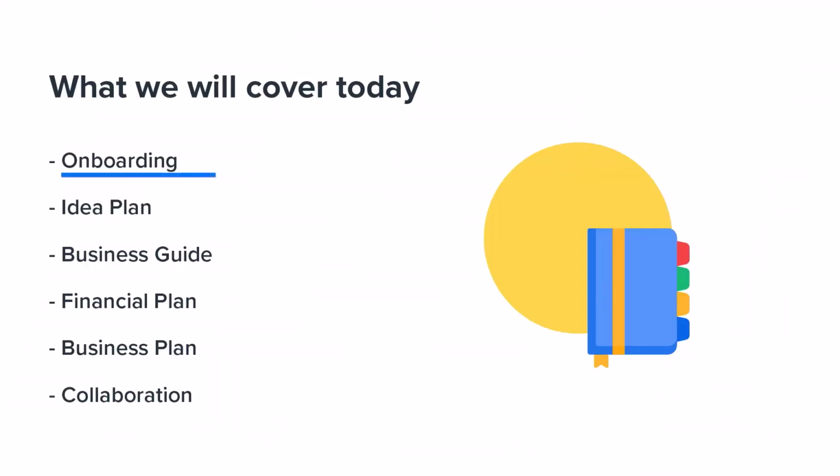First, I will walk you through how to get signed in and set up. Next, I will show you around the idea plan where we'll build out the basic structure of your idea, your business model. After that, we will pop over to the business guide where we will add in more details about your idea and put in all the nitty-gritty work. As we do this, your financial plan and your business plan will fill out automatically. Next, I will show you how your financial plan works to show you if your idea is viable or not. Is this a good idea?